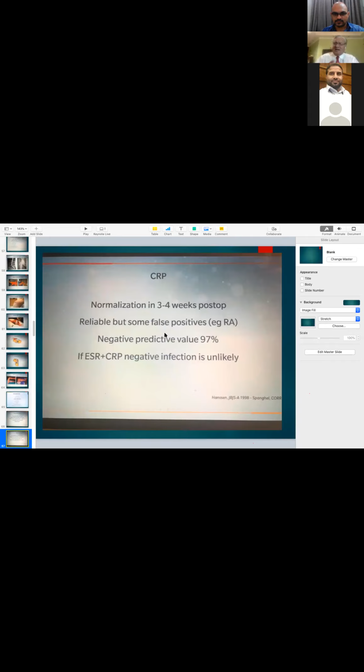So regarding CRP, you must have an idea. CRP will be normal after 4 weeks, but there are false positives and false negatives. And we say that if ESR or CRP is normal, this does not exclude infection, because about 7 to 10% still have infection.